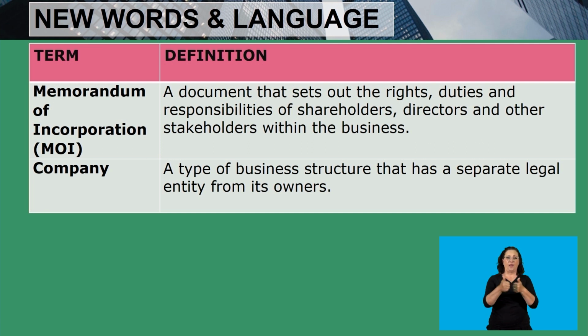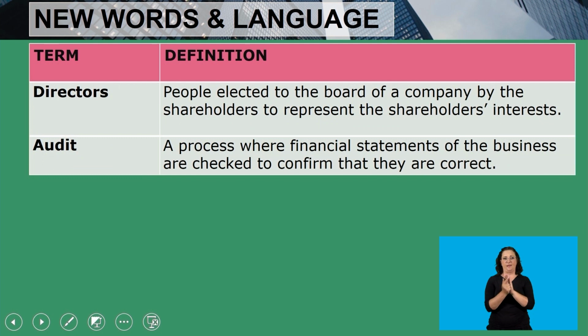We have the term company, a type of business structure that has a separate legal entity from its owners. We have directors. These are people elected to the board of a company by the shareholders to represent the shareholders' interests. And the last term is audit. It's a process where financial statements of the business are checked to confirm that they are correct.